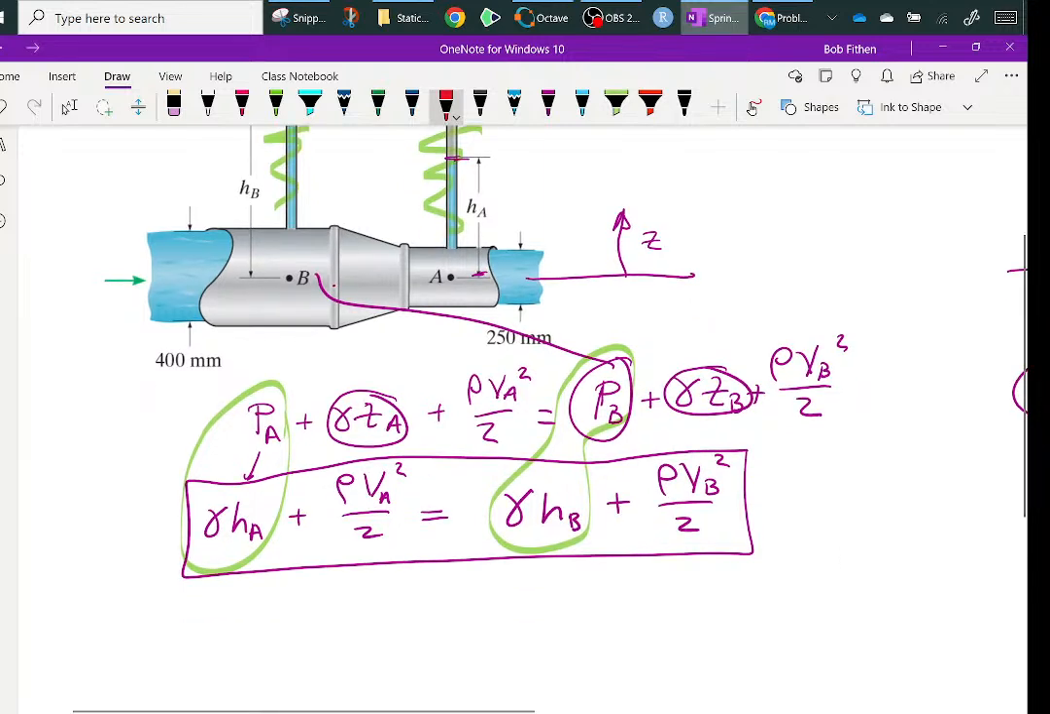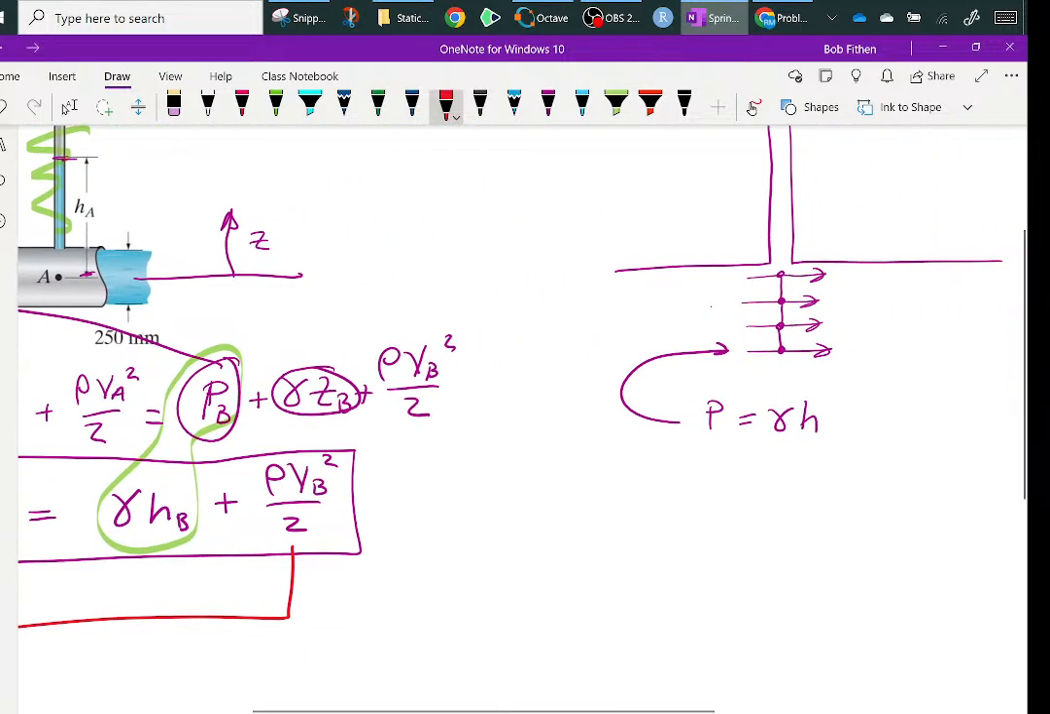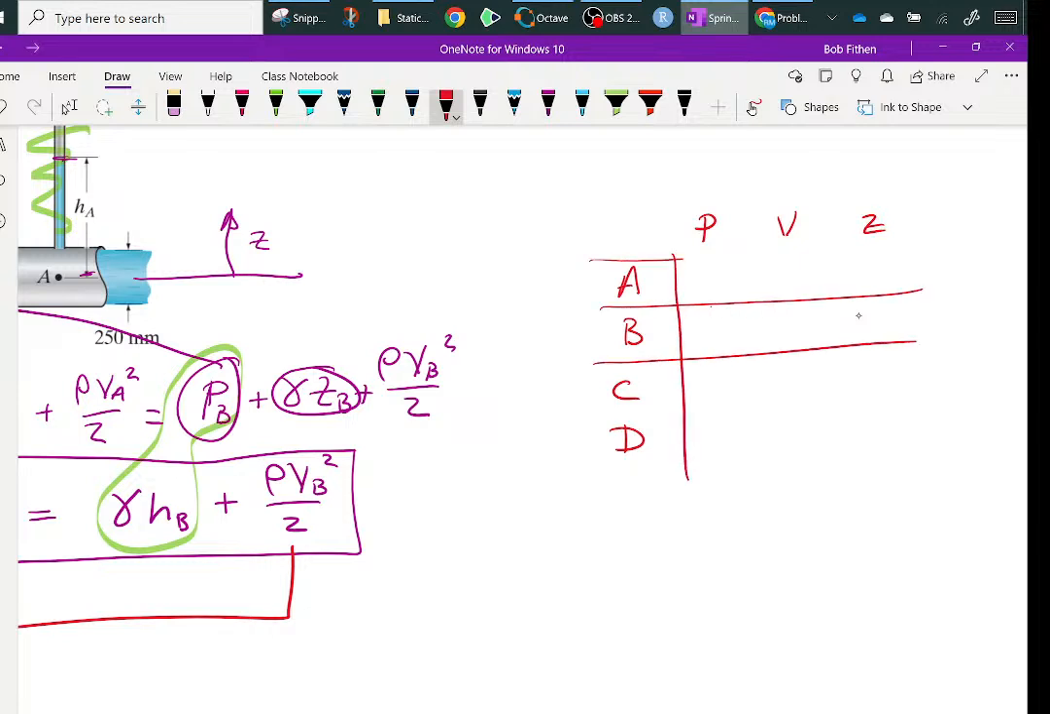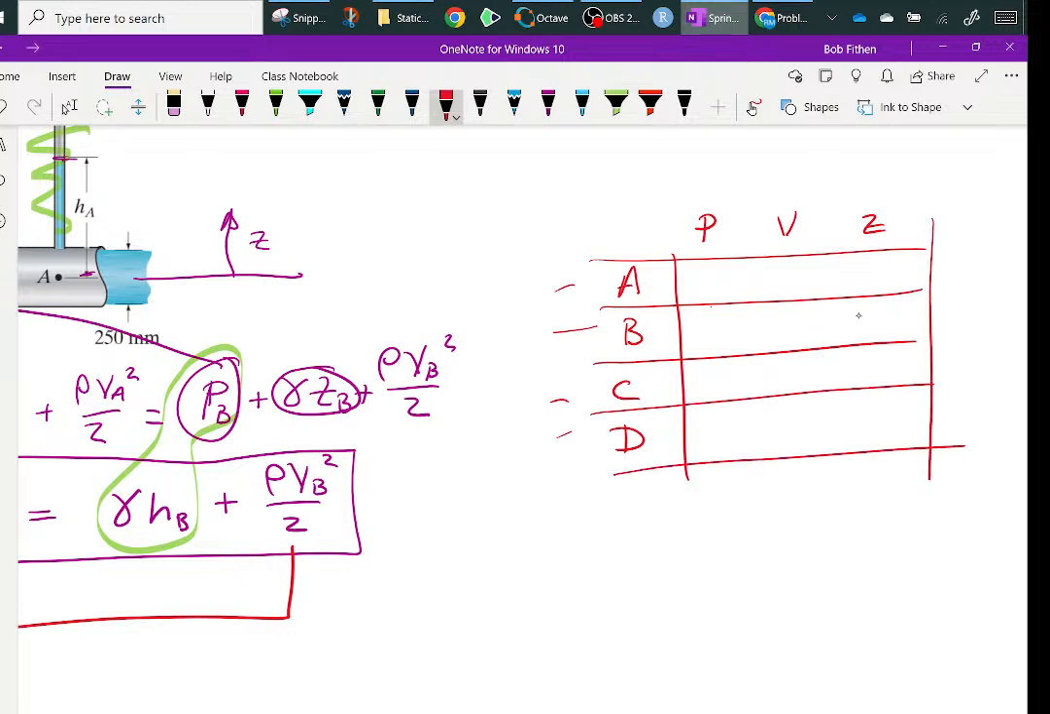Now if you go on from here, you've got to figure out how to relate velocity A to velocity B. One way to look at these things, and this is the way I like to say, you have location A, B, C, and D. I don't, but I have that. Pressure, velocity, and Z. So you've got three things here. But you may have multiple points in the flow. And so this is one way to look at it.